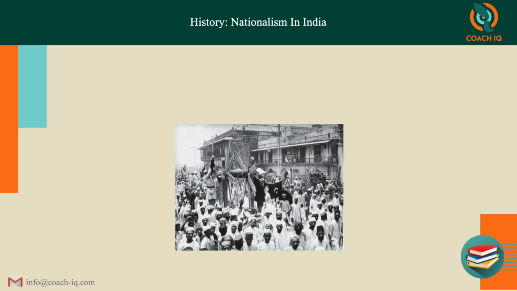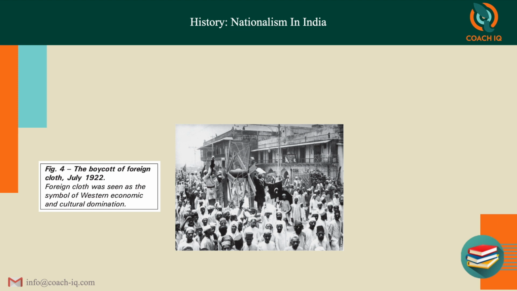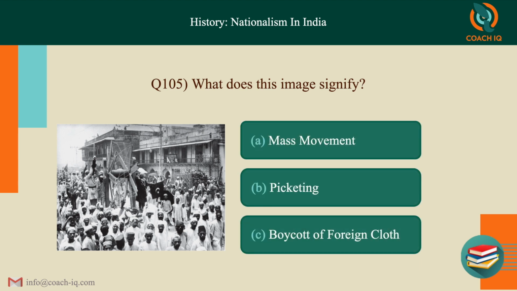The next MCQ, this image shows you people with flags and banners, and a sort of structure has been created, and it is written, the boycott of foreign cloth, July 1922. Foreign cloth was seen as the symbol of Western economic and cultural domination. So what does this image signify? Mass movement, picketing or boycott of foreign cloth? The answer is boycott of foreign cloth. For Gandhiji said, foreign cloth should be boycotted so that Indians would now start using Indian homemade khadi, and economically also the Britishers would then suffer.